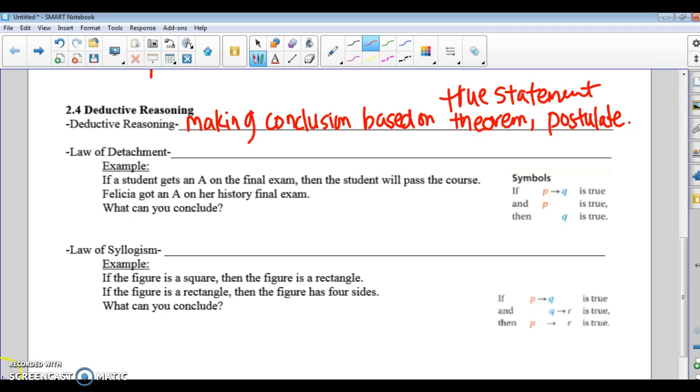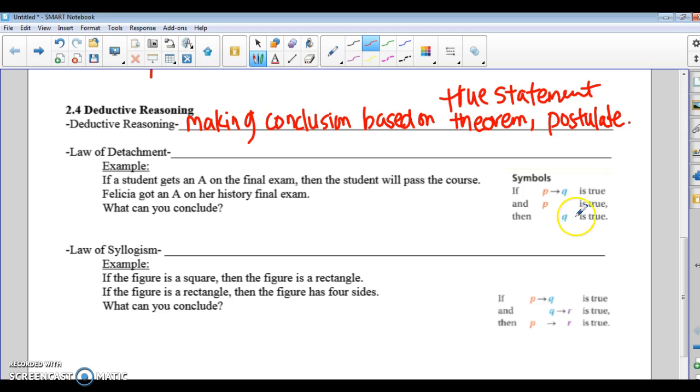So there are two kinds of deductive reasoning. The first one is the law of detachment, and the second one is the law of syllogism. Those sound fancy, but they're very, very simple. So take a look at this. Law of detachment. If you look at the symbols, it makes sense. So if P then Q is true, and P is true, then Q is true.